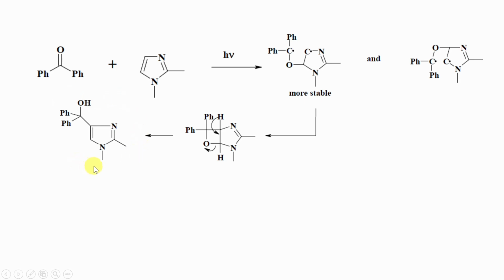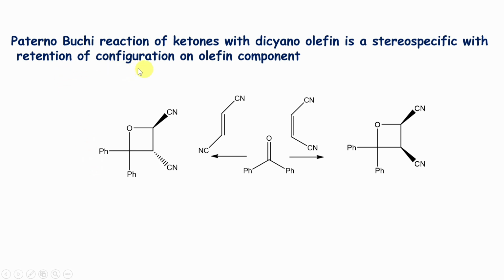Okay. Then, the Paterno-Buchi reaction of ketones with dicyanoolefin is stereospecific with retention of configuration on the olefin component. If the olefin component is cis, the product of the Paterno-Buchi reaction has cis configuration with respect to the olefin component. See, it is a cis dicyanoolefin, and hence we get an oxetane having cis configuration with respect to the olefinic component. If you take a trans dicyanoalkene, we will get the trans product with respect to the olefinic component in the oxetane.